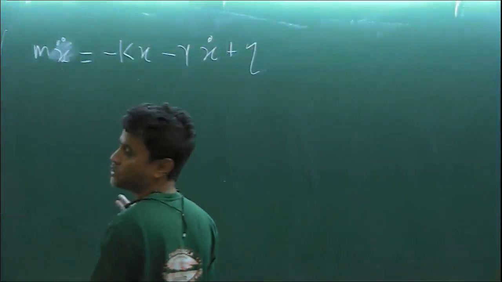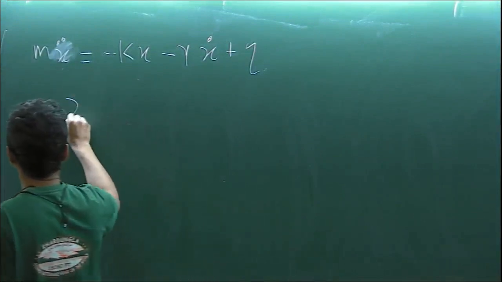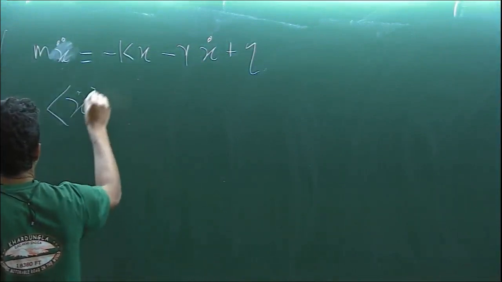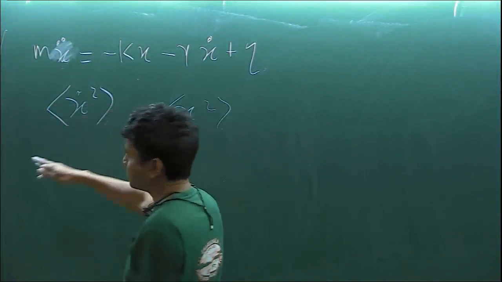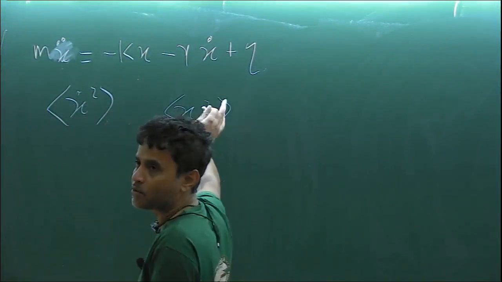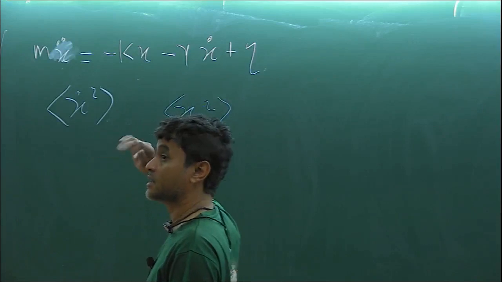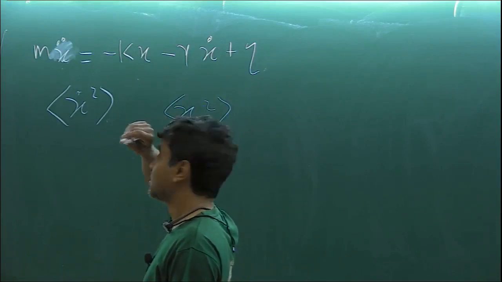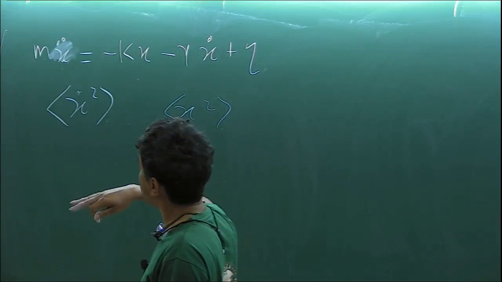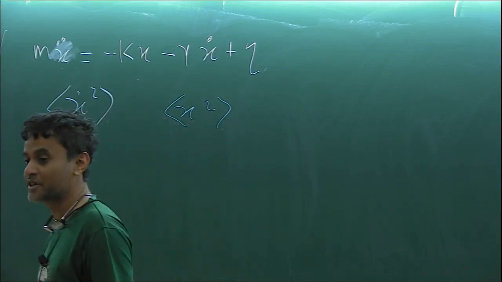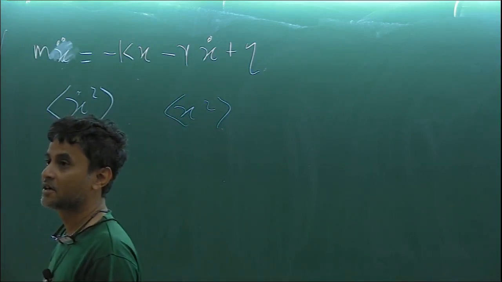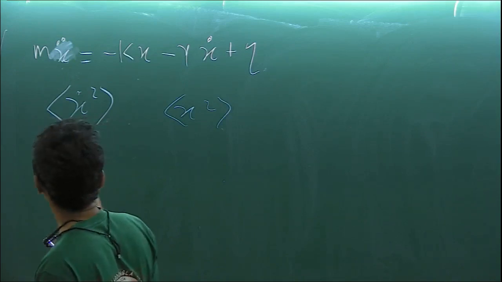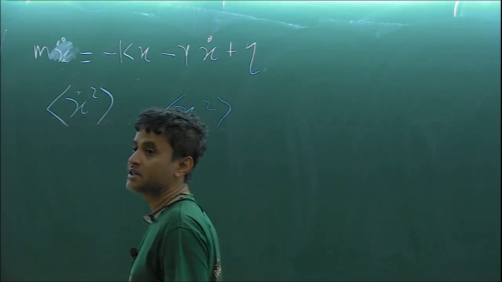Okay, so how do I compute if I want some x dot square average or x square average? These are the kind of things I'm interested in computing. How would I compute this in the steady state? Equipartition, but if you just want to calculate it from first principles, how do you do it? Okay, Fourier transform is one way. Any other way?